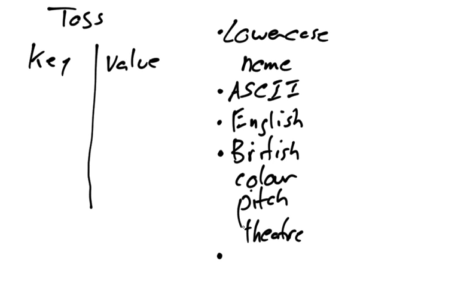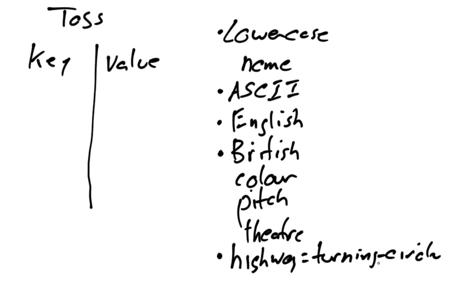All right, and another feature of most keys is that they use underscores. So this isn't a key, but highway equals turning circle. We use an underscore instead of a space, and a lot of these will apply both to keys and values, and we'll get to that in a minute.